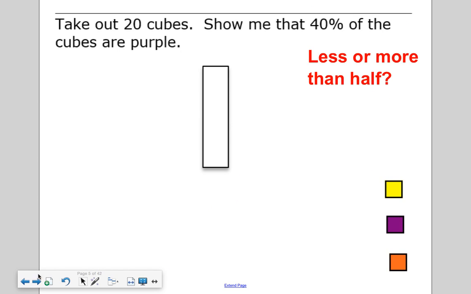So for this activity, you will need to take out 20 cubes. Show me that 40% of the cubes are purple. Well, let's think about it. If there are 20 cubes, half of it would be 50%. 40% is less than half. So less than half of this will have to be purple. So I will predict 7.